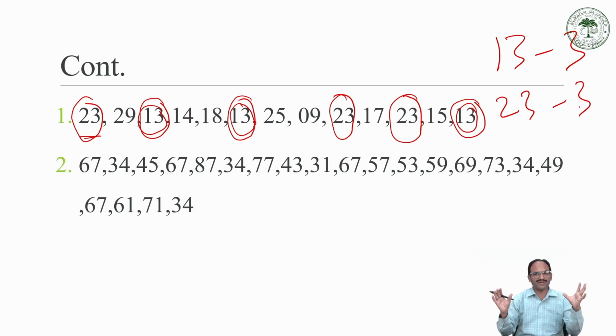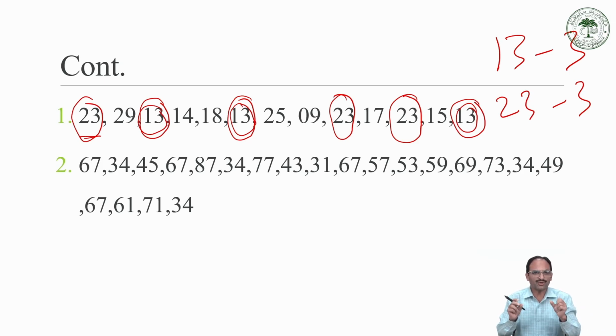So this is a very unique situation. This is a bimodal distribution. Why bimodal distribution? Because there are two numbers which are repeating more than once. If 23 had repeated itself 3 times and 13 only 2 times, then no problem, 23 would have been the mode. Or if 13 had repeated itself 4 times and 23 3 times, then 13 would have been the mode.